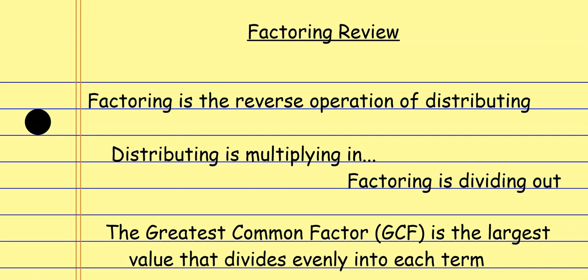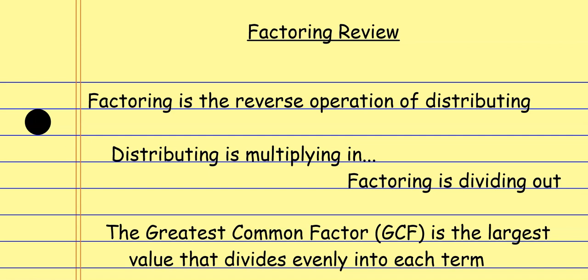So first of all, factoring itself is basically the reverse of the distributive property. Remember, the distributive property is when we multiply in. Factoring is when we divide things back out. So when you think about the distributive property from the perspective of distributing a single term, factoring is dividing that single term back out.